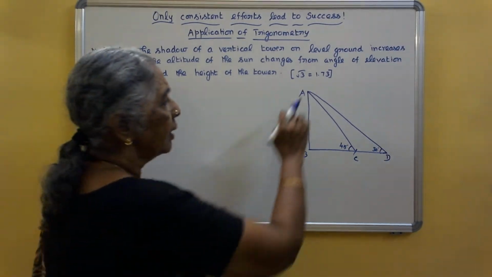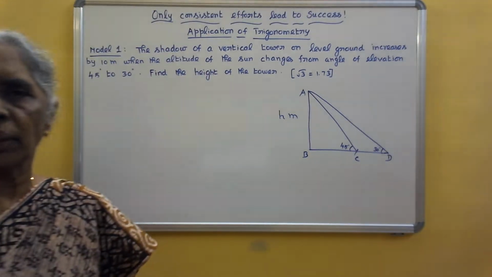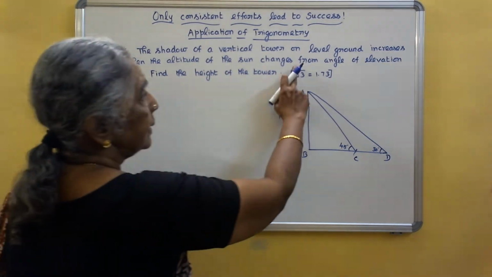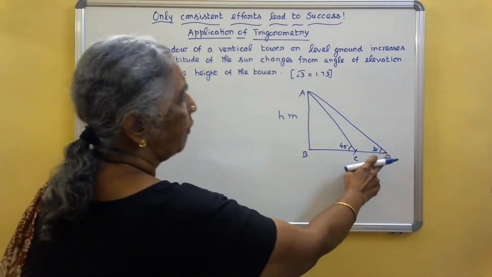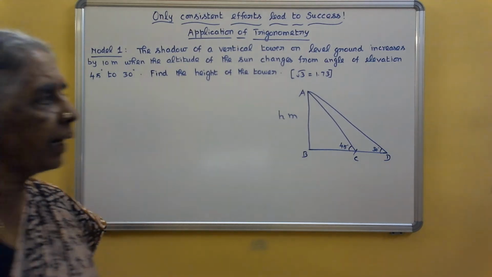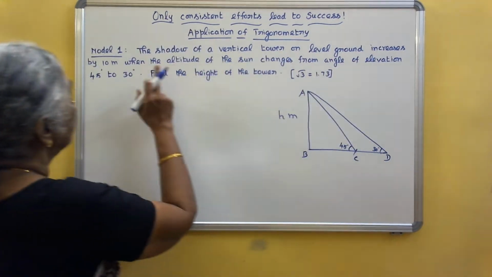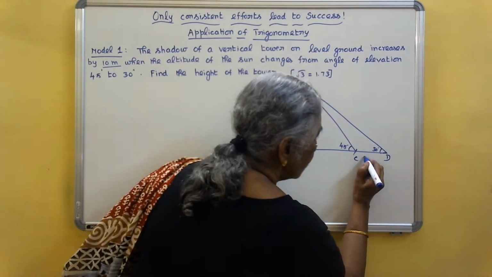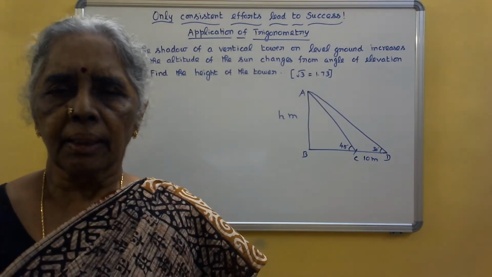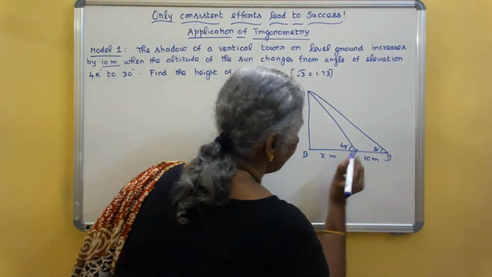Okay. So here, this is the tower. We don't know the height. Let me take it as h meter. Now, the altitude of the sun changes from the angle of elevation 45 to 30. So first place of observation, there the angle of elevation is 45. Then next is 30. That means you are moving away there. And the distance increases by 10 meters. So this part, that is the CD, is given to be 10 meters. Is it clear? Now, let us take this BC to be x meter.